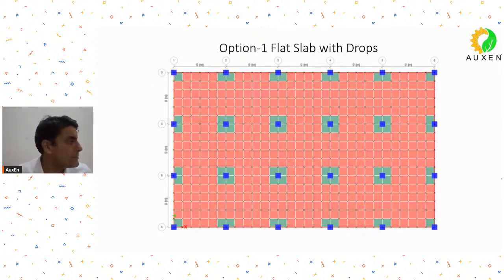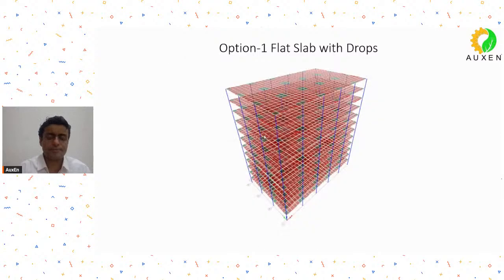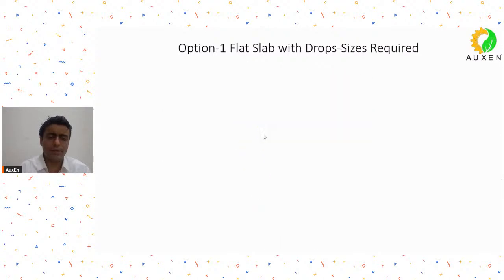That you can see, this is the floor plan for the slab with drop system. Okay, so you can see this is the slab and these are the drops. This is the column, and we have taken the one third drop panel size as per the code. So the drop panels are 3 by 3. Okay, let's see what happens next. And this is the 3D view in ETABS.